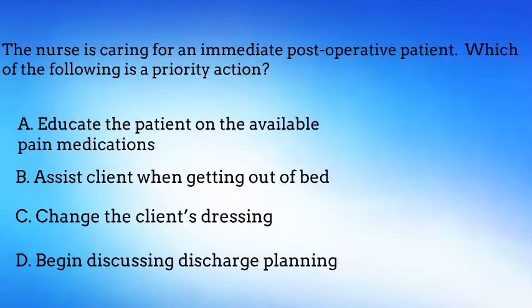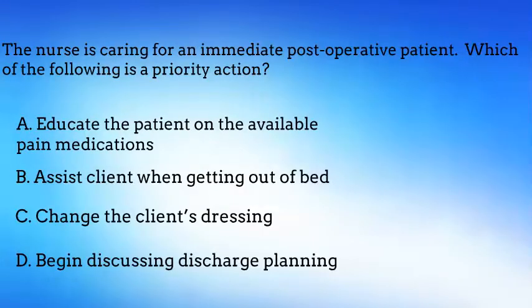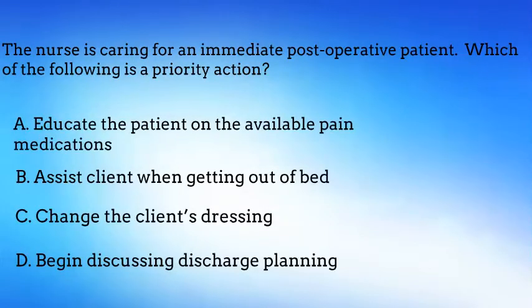The nurse is caring for an immediate postoperative patient. Which of the following is a priority action? A. Educate the patient on the availability of pain medications. B. Assist the client when getting out of bed. C. Change the client's dressing. D. Begin discussing discharge planning. If you would like to try this one on your own, go ahead and pause the video for a moment and see how you do.